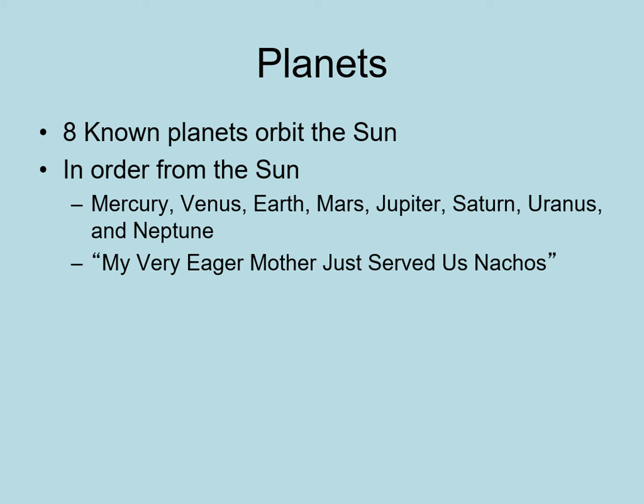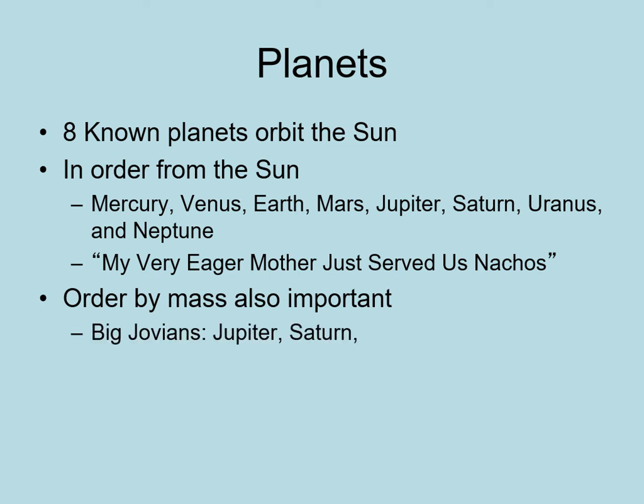In addition to knowing where the planets are, it's good to start getting used to grouping the planets by size. It turns out that size is at least as important as distance from the Sun in determining what a planet is going to be like. So you want to be able to put the planets into their major size categories. The biggest planets are the big Jovians, Jupiter and Saturn. Next we have the small Jovians, Uranus and Neptune. As we'll see later, there are a lot of differences between these worlds and the big Jovians.